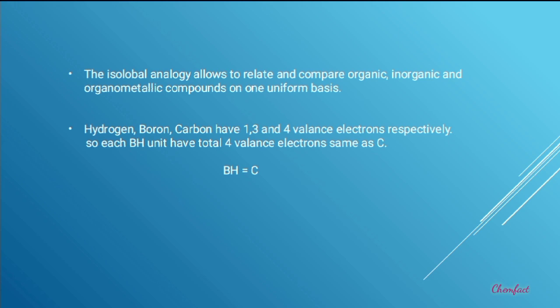So in the structure of boranes, if we replace a BH unit that carries 4 valence electrons by a carbon which also carries 4 valence electrons, the structure will be stable. So we can replace the BH unit from the borane structure by carbon, and this results in the formation of carborane. These are the basic principles of isolobal analogy. I hope you guys can understand the concept and apply this.